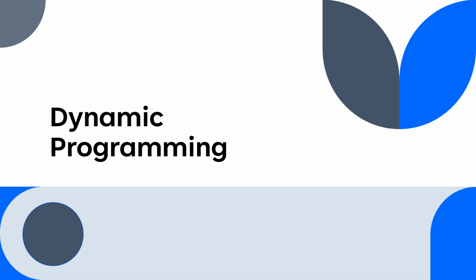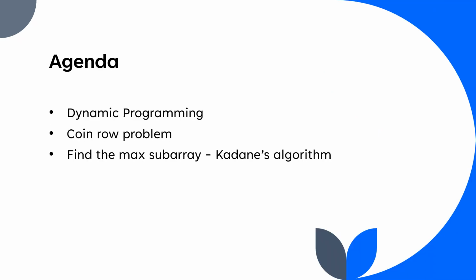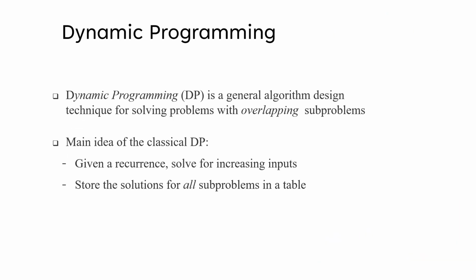Hi everybody, in this video we're going to talk about dynamic programming. We're going to look at two problems, the coin row problem and finding the max subarray within an array using Kadane's algorithm. So first, a definition of dynamic programming.